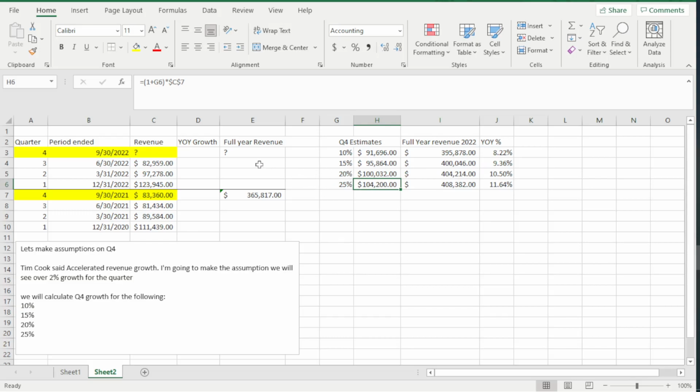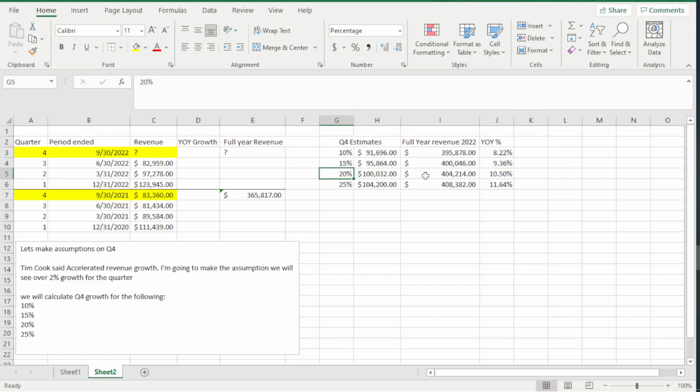When I plug these numbers into this right here, we can sum up the 4 quarters of revenue and come up with a full year revenue for 2022, and this would be an estimate. My low estimate is 10% here, and this will be 396-ish billion. That will give us a year-over-year revenue growth of 8.2%. If we're looking at 15%, then the full year revenue is around 400 billion, and that would be a 9.36% revenue growth.